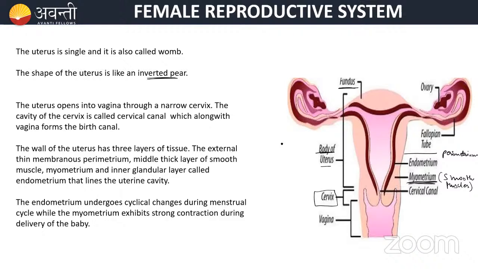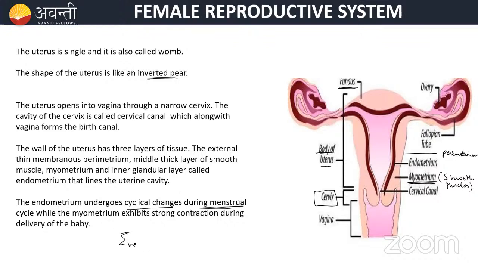Now, inner to the myometrium, endometrium is present, which is the innermost layer of the uterus. And the endometrium is the one which undergoes the cyclical changes during the menstruation. Remember this, that which layer of the uterus undergoes these cyclic changes during the menstruation? Your answer should be endometrium.